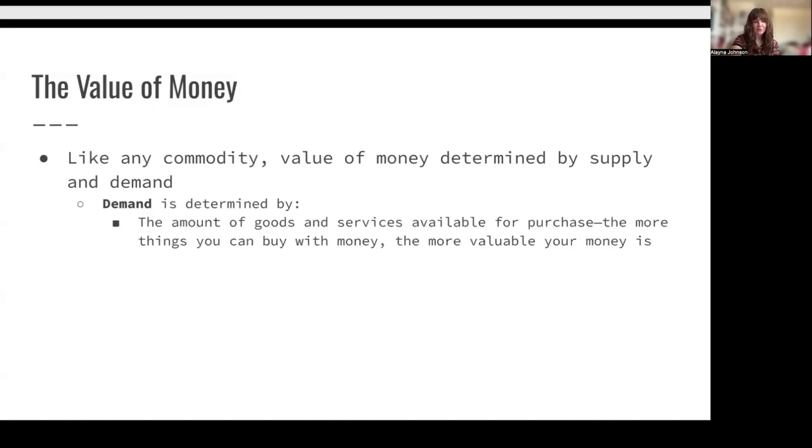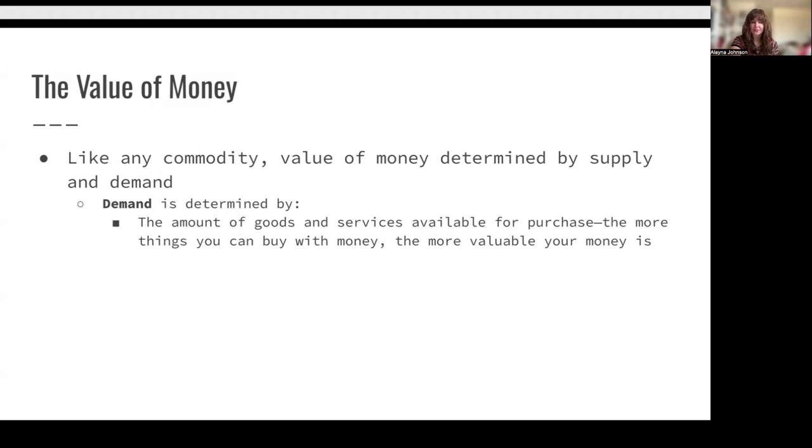So if the money supply were held constant, then more available goods and services would increase the value of money. In other words, the more things that I can buy with my money, the more desirable that money is to me. So if I couldn't buy anything with my money except, say, groceries, then it wouldn't be of much use to me beyond what I need to keep myself fed.